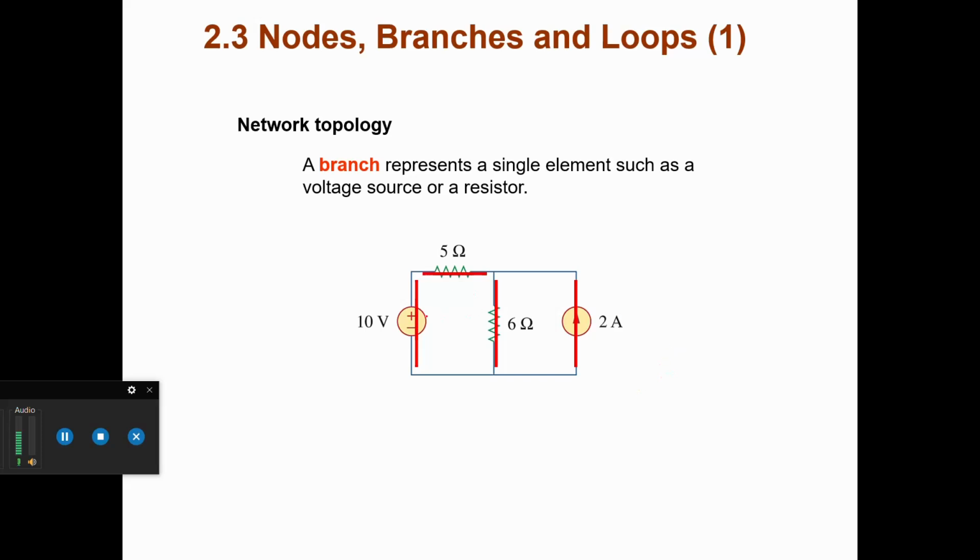Network topologies define different types of networks, and terminologies that are used to represent different components and different structures that are available in the networks. So a branch represents a single element such as a voltage source or a current source. So this is basically called a branch. This is called a branch. This is called a branch.